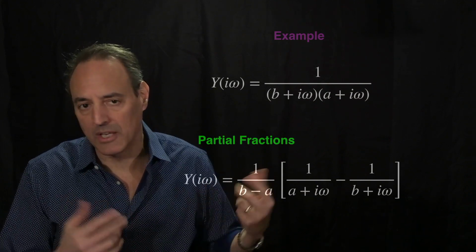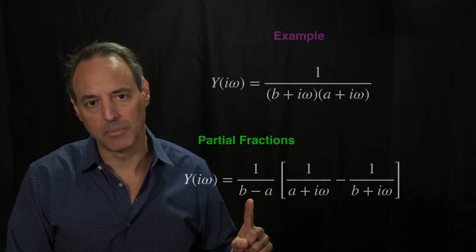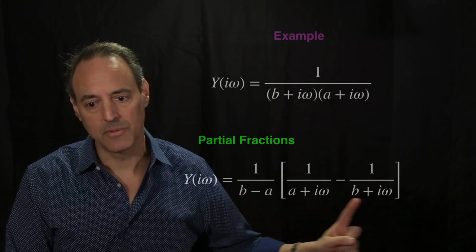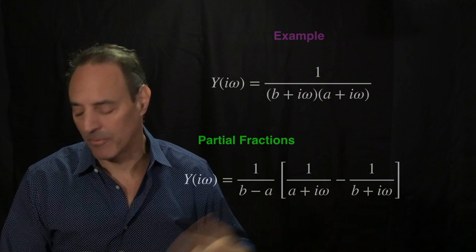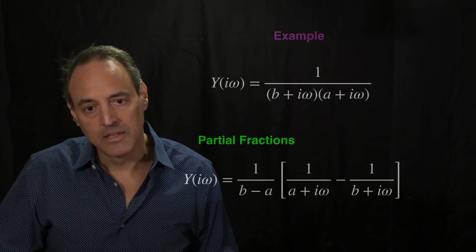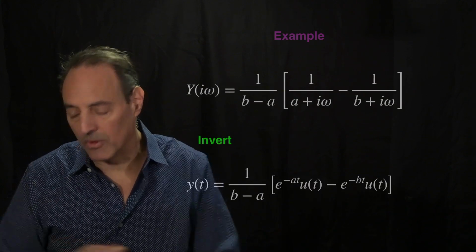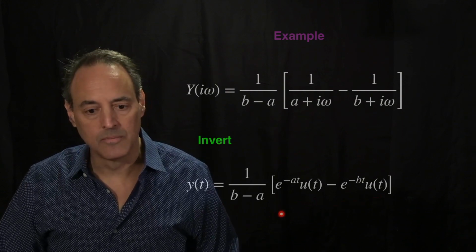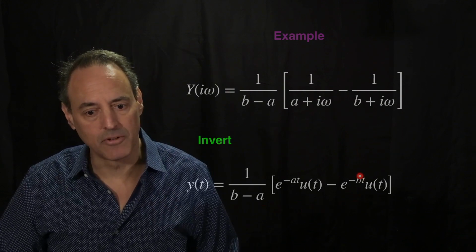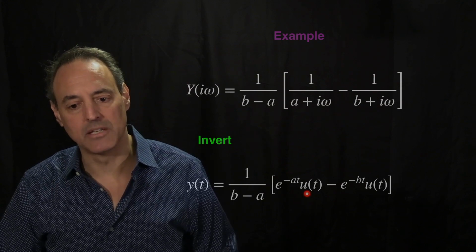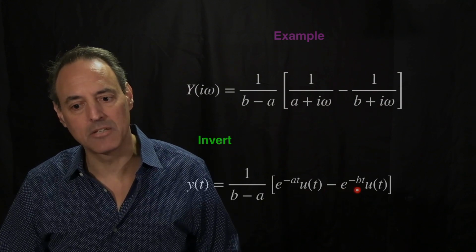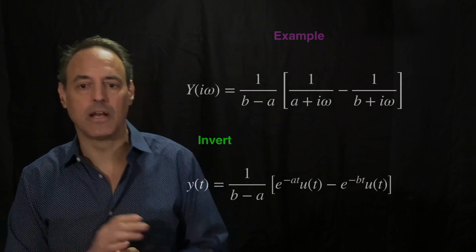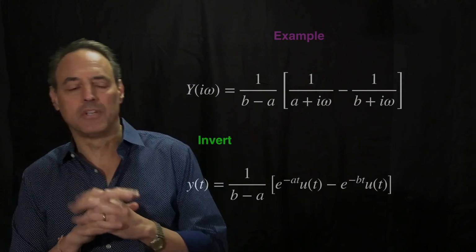You can work out the case when b is equal to a pretty easily too, but when b is not equal to a, you get this term and this term. These have very simple inverse Fourier transforms if you look at a Fourier transform table, and so what you end up with is your solution here as the output. So you just invert that, and there you go. You get e to the minus a t u of t minus e to the minus b t u of t. This is the output of that LTI system.